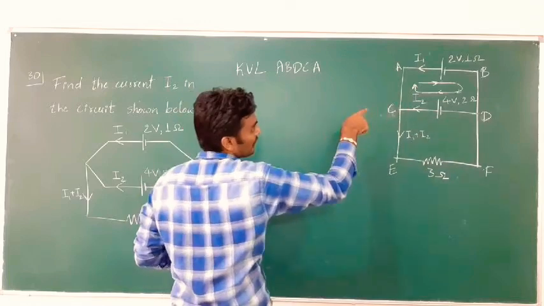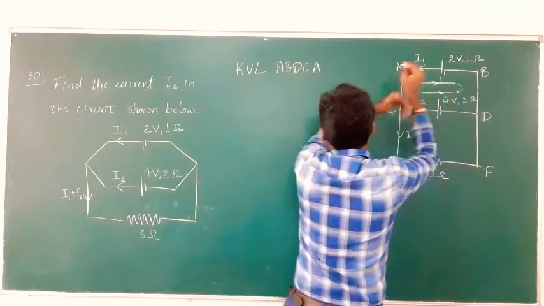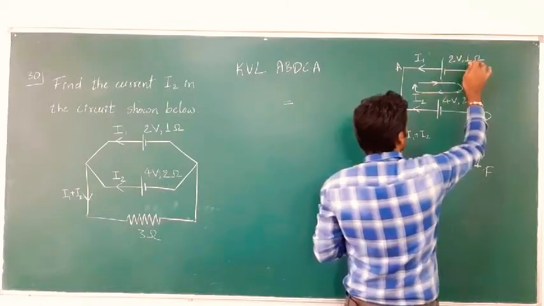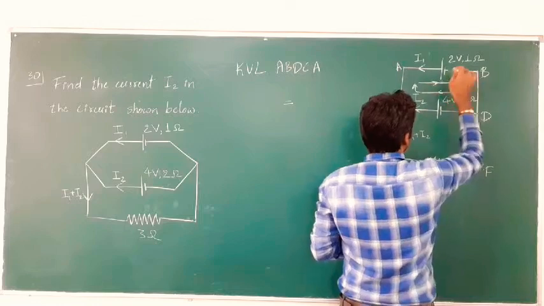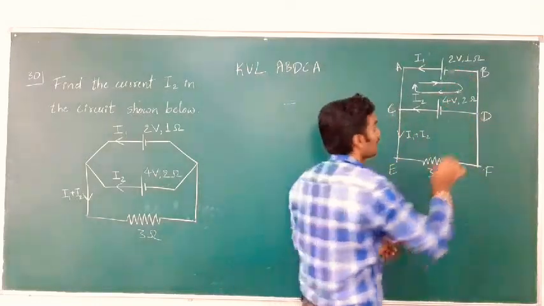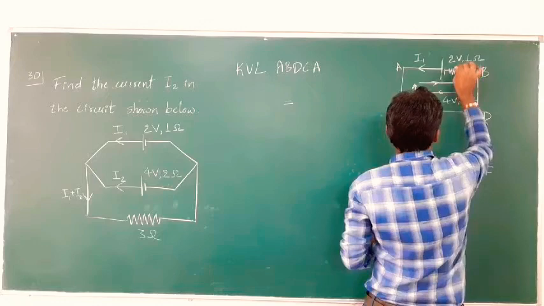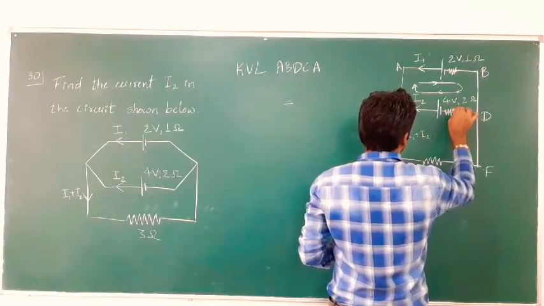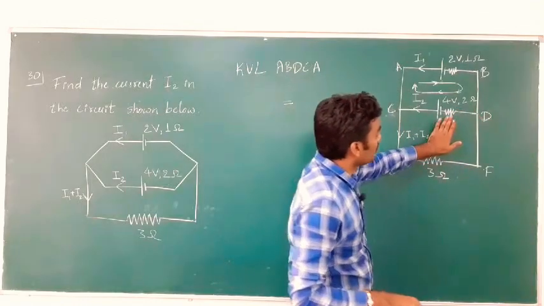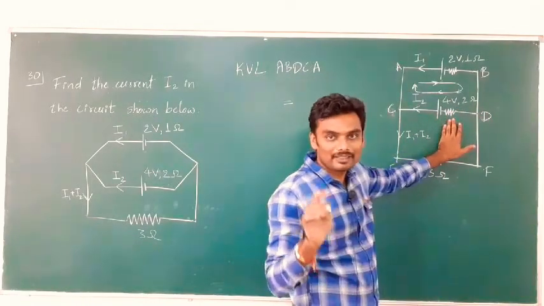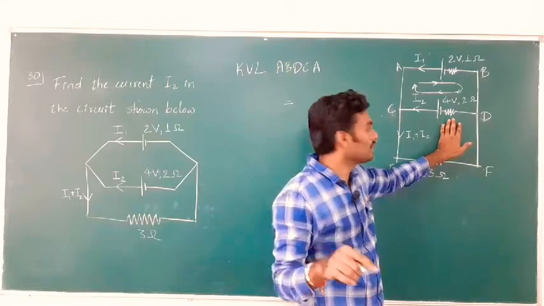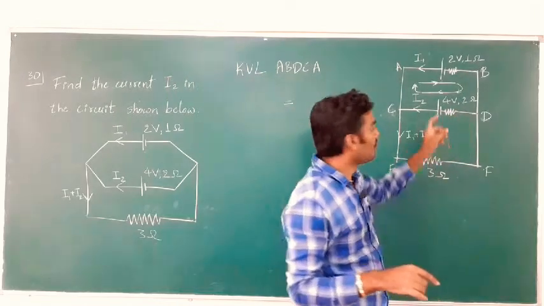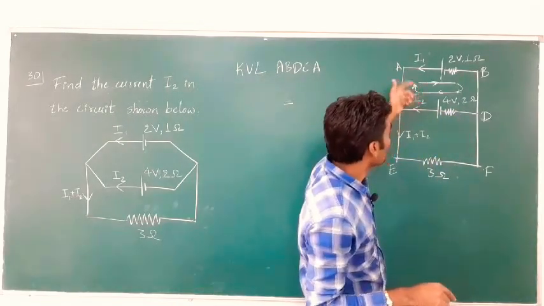In this loop, what we have in the first place is a cell, right? But that cell has an internal resistance of 1 ohm. Let me represent that internal resistance using a small resistor symbol like this. Same with this. This is not the external resistance, this is just the internal resistance of the same cell, which I have shown like this in order to apply KVL effectively.